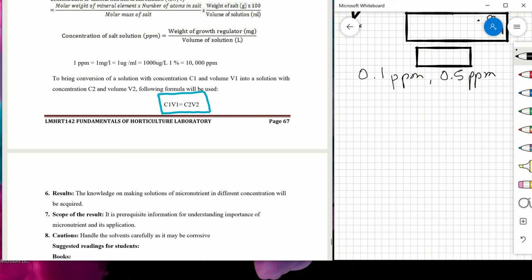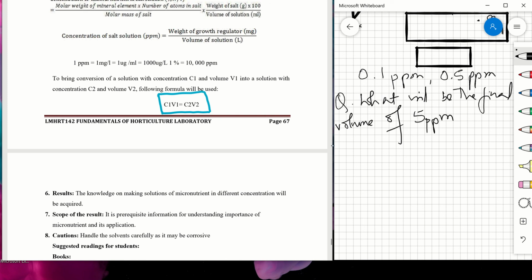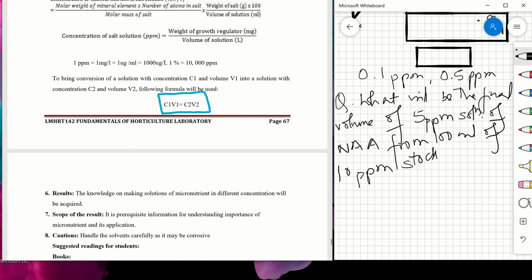So you can write it down, one problem. Question: what will be the final volume of 5 ppm solution of NaA from 100 ml of 10 ppm stock solution?